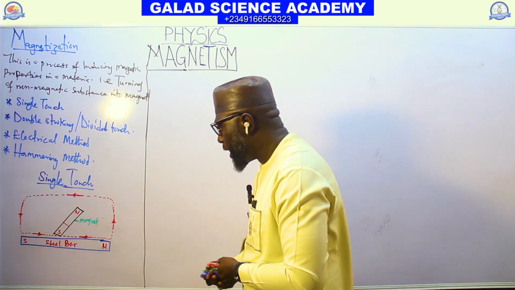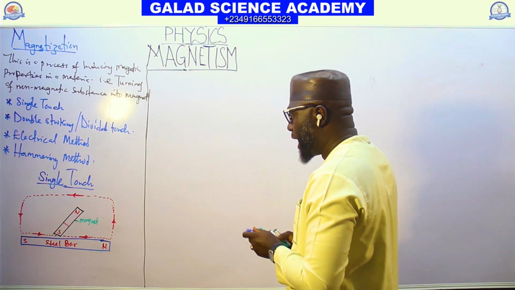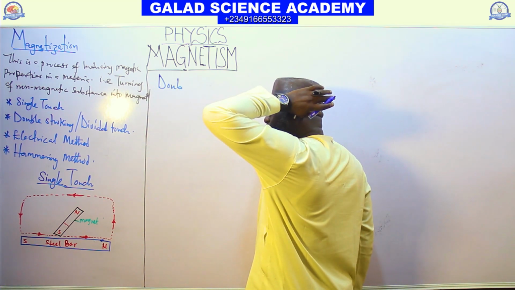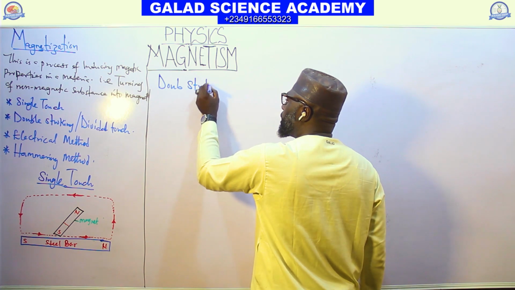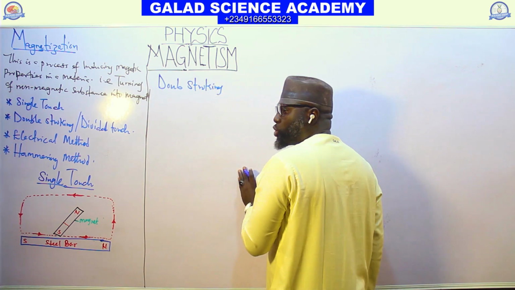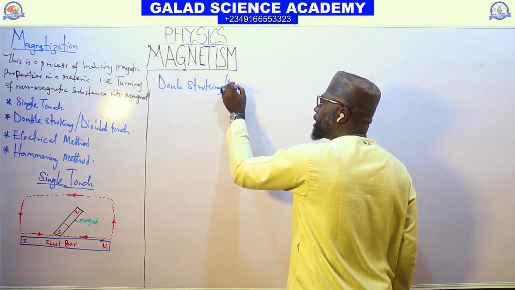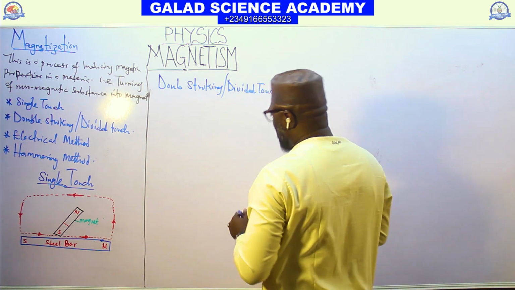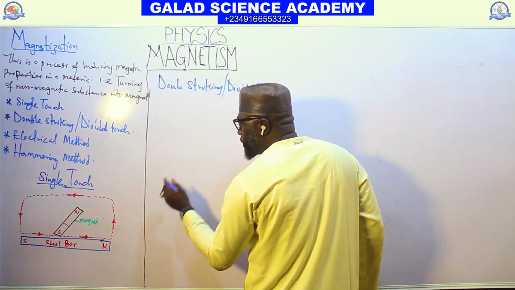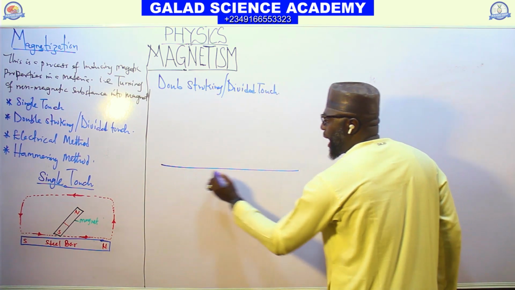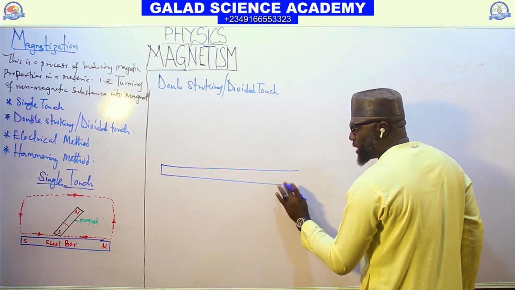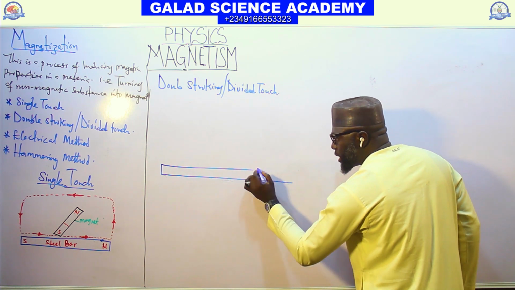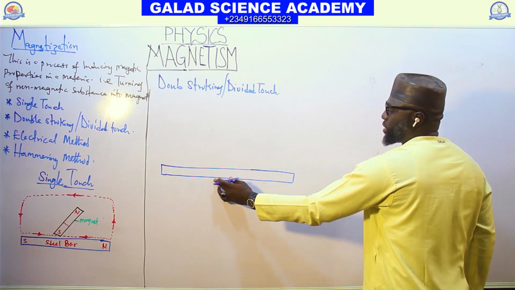And the second one, I said, is double stroking. This double stroking we can also call divided touch. Let's look at the word divided touch. It's the same thing with this. We have a long bar like this. If you have a long bar, this is a long bar.